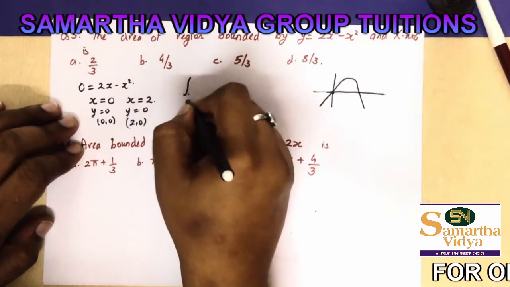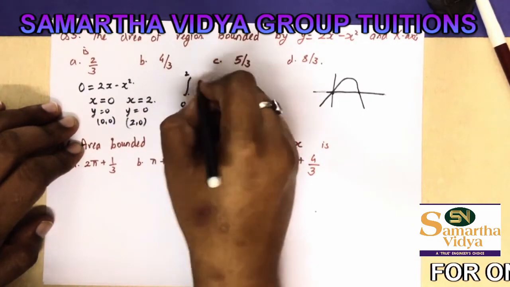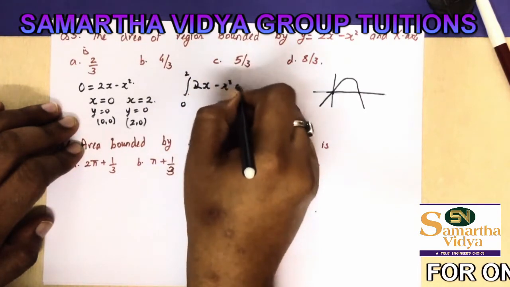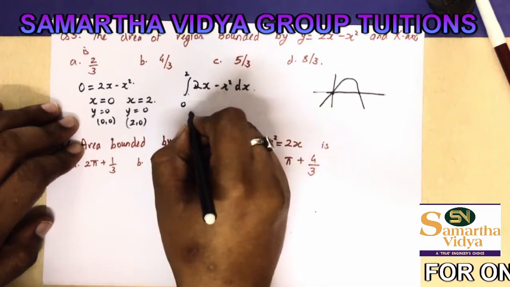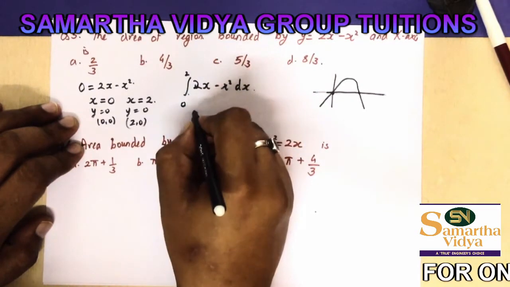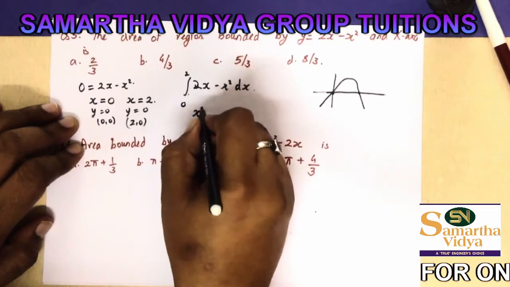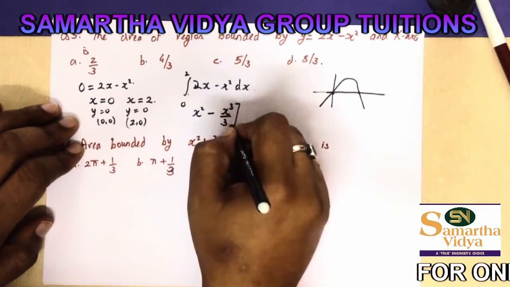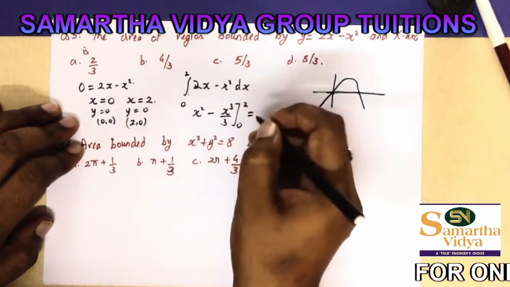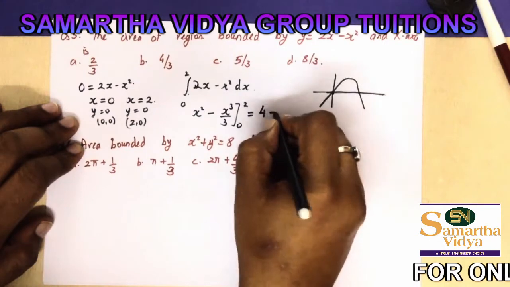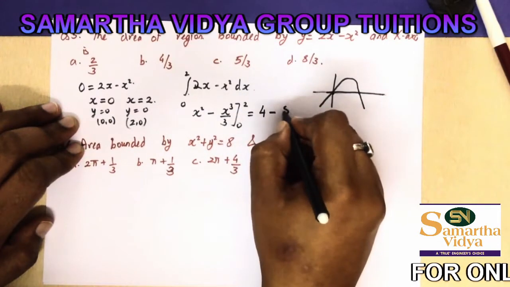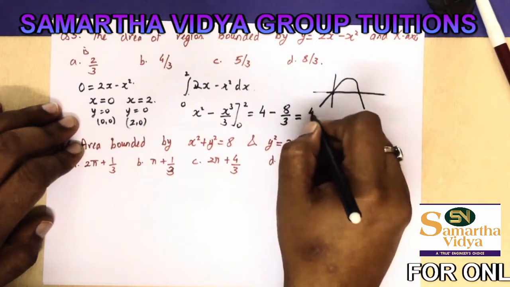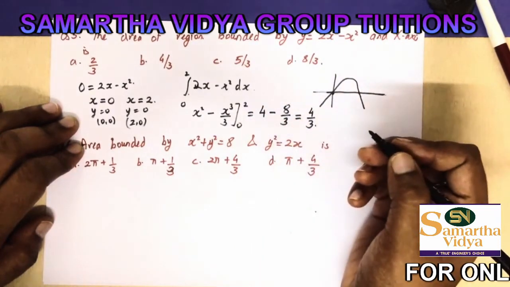So the integration is going to be between 0 to 2 of y dx. So y is nothing but 2x minus x square dx. Finding the integration for this, we have 2x, which is 2x square by 2, so that's x square, minus x square becomes x cube by 3. So that's 0 to 2. 2 is substituted, so that becomes 4, minus 8 by 3. If I solve this, it becomes 4 by 3. So that's nothing but your option B.